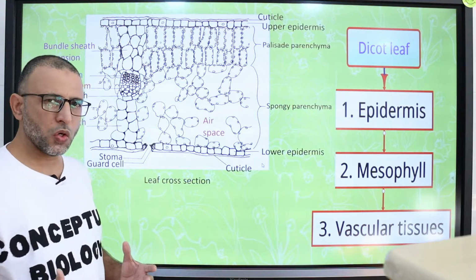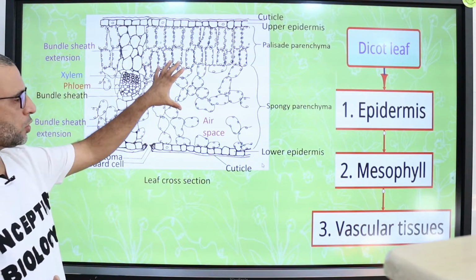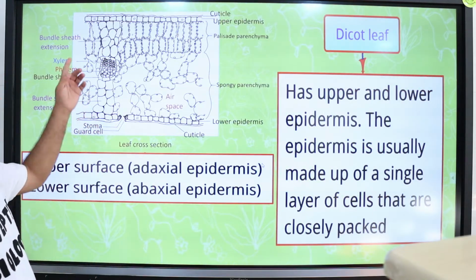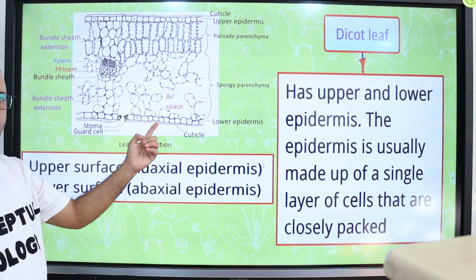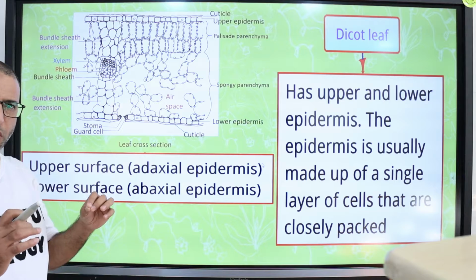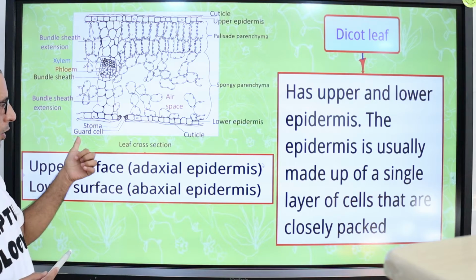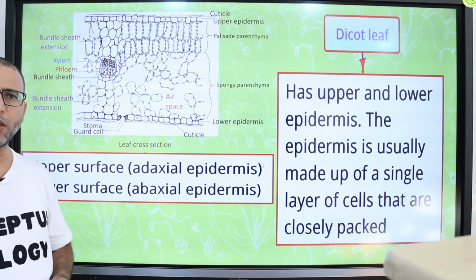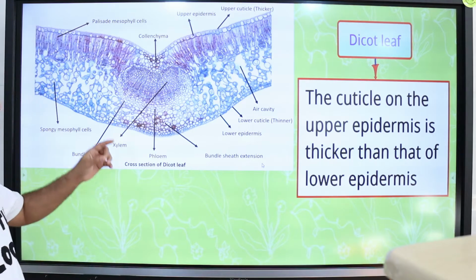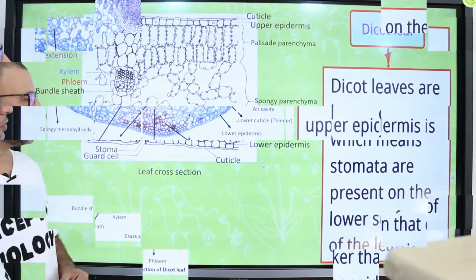Dicot leaf anatomy consists of three main parts, that is epidermis, mesophyll tissues and vascular tissues. Dicot leaf has upper epidermis and lower epidermis, and the cells in the epidermis are compactly arranged in the form of a single layer. The upper surface is known as adaxial epidermis and the lower surface is known as abaxial epidermis. Epidermis is covered with a layer of cuticle. The cuticle on the upper epidermis is comparatively thicker than on the lower epidermis.